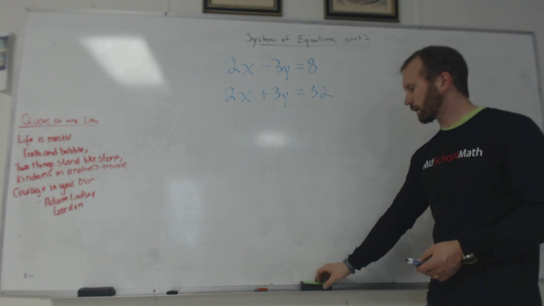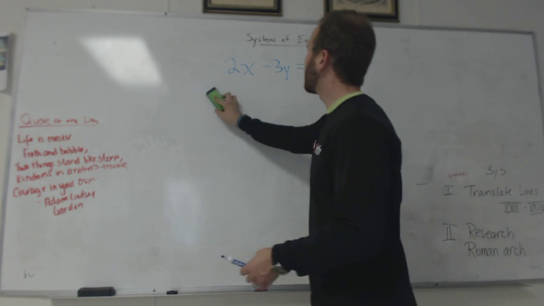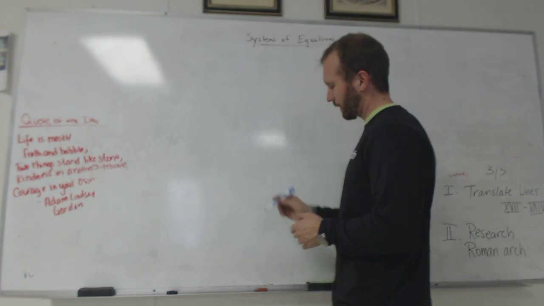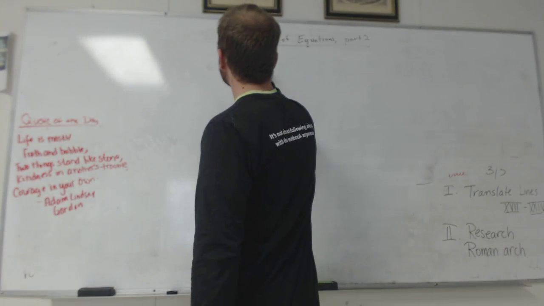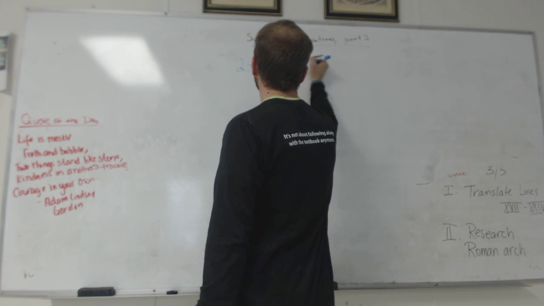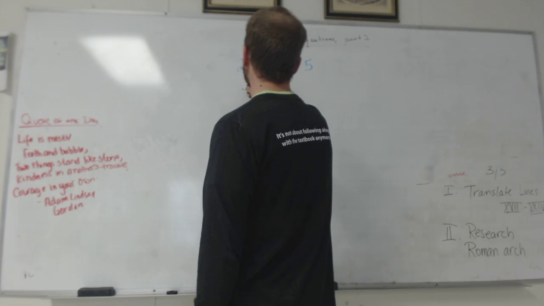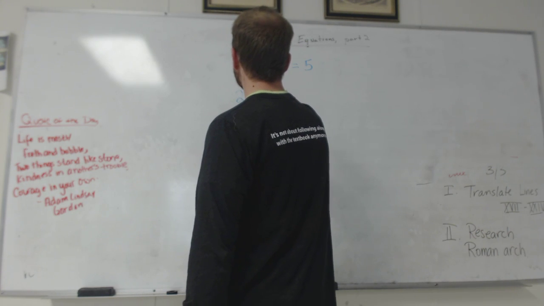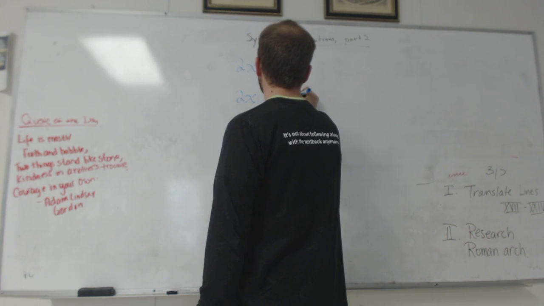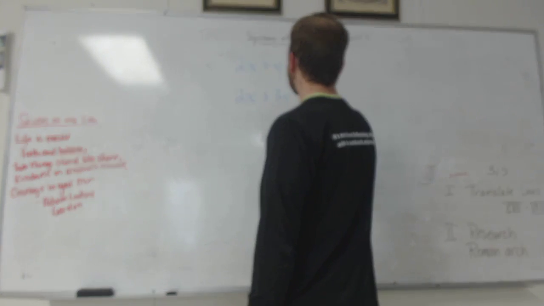Never mind. That was a bad example, I'm sorry. We're going to do this: 2x plus y equals 5, and then 2x plus 3y equals 7.